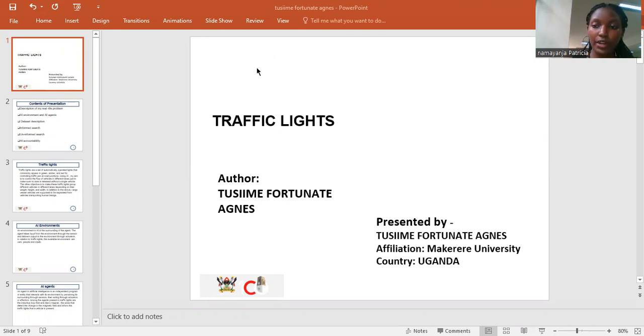Again, we're here to share about how AI, that's artificial intelligence, can be used to solve the problems around us. In particular, I looked at traffic lights. How best can we solve the problem of traffic jams using artificial intelligence through traffic lights?